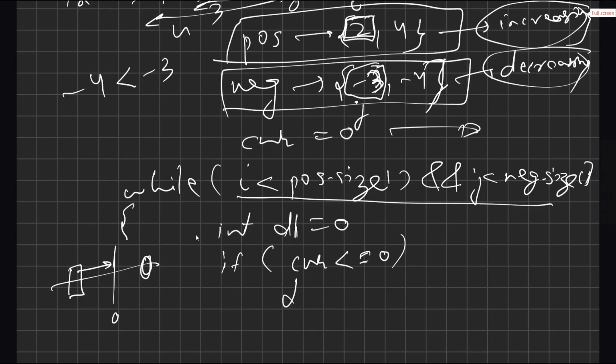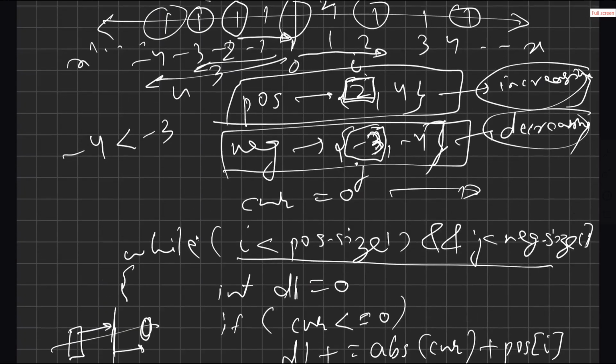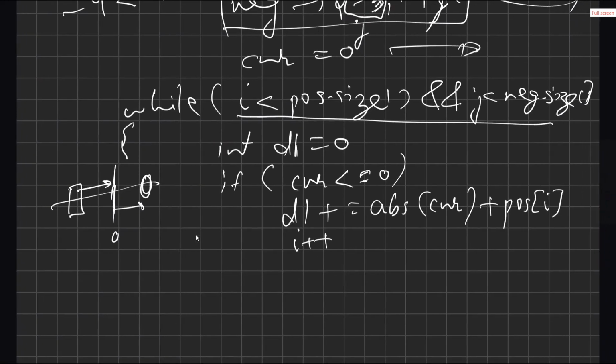So in that case, in my distance, what I'll be adding is the absolute value of the current position. The absolute value of the current position will make sure he's moved to the 0th location, and from there he'll be moving to the positive. So it will be positive of i, I think you've understood. Then I'll do i plus plus. It's like we have taken this cookie now. I'll move i ahead this way. Okay, this we have done.